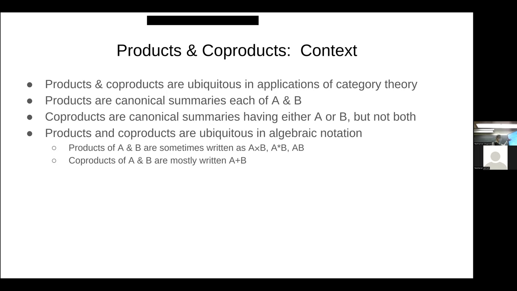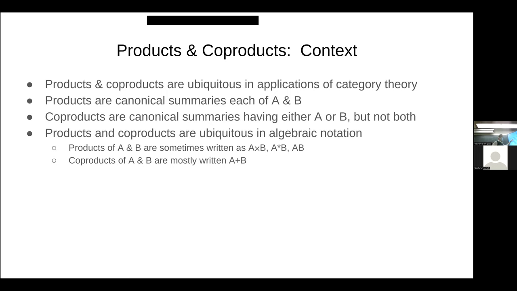So I mentioned they're ubiquitous. The way I think of products is as canonical summaries of A and B. It's not quite the right way to put it, but it's kind of a one-stop shop that gives you information on A and information on B. And co-products are canonical summaries of having either an A or a B, but not both. Roughly speaking, that's how I might think about them.